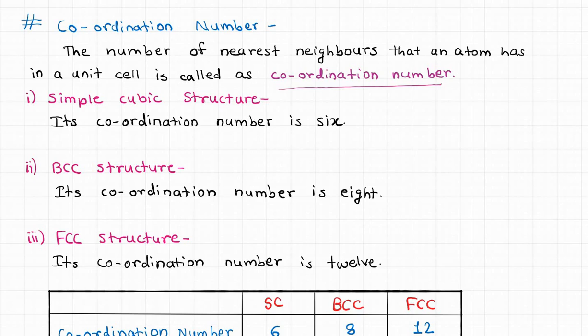Next is FCC structure. Its coordination number is 12. In this case, nearest neighbors of any corner atom are the face-centered atoms of the surrounding unit cells. Any corner atom has 4 such atoms in its own plane, 4 in a plane above it and 4 in a plane below it. So, in FCC structure, the coordination number is 12.